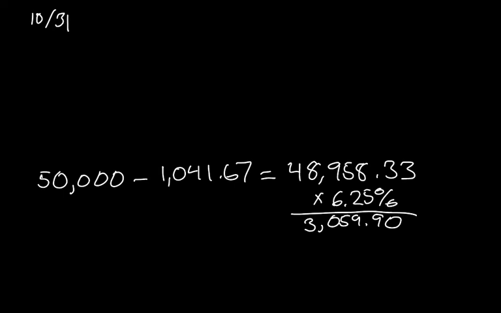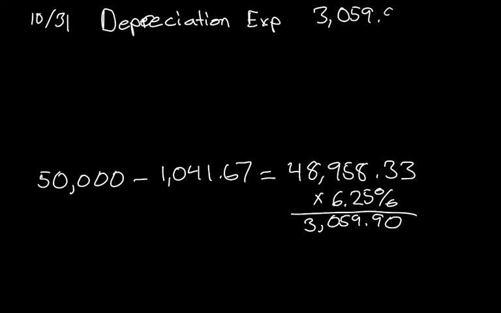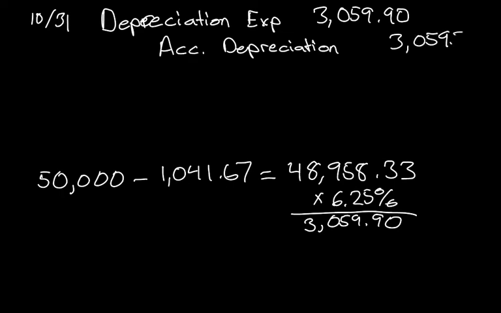And so, therefore, for October 31st, your depreciation expense would be a debit of $3,059.90, and your accumulated depreciation, I'm going to use some abbreviations here, will be a credit for $3,059.90. All right. So I'm going to do one more quarter.